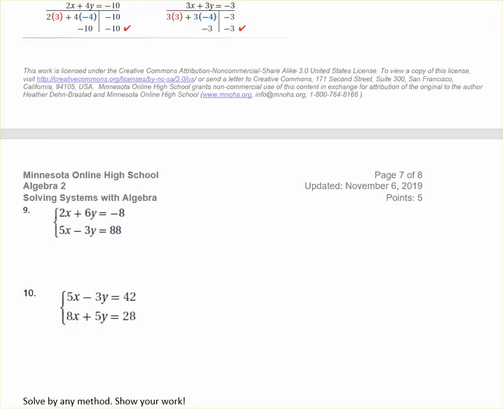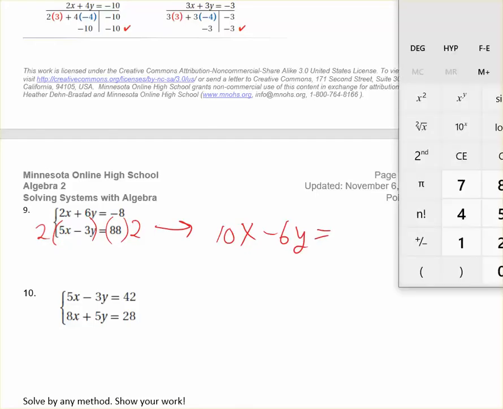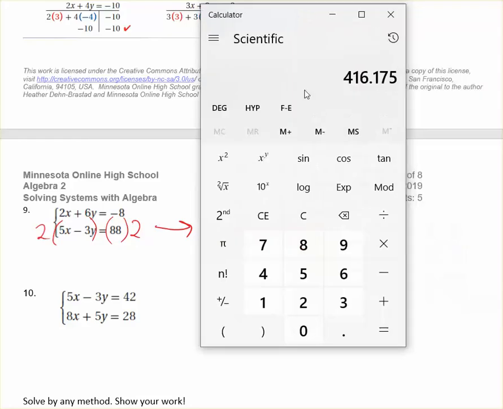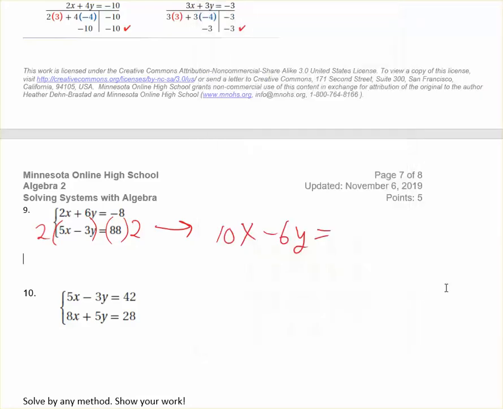So the easiest way to do number 9 would be to multiply both sides of the second equation by 2. Because if you do that, you'd have 2 times 5x is 10x, 2 times negative 3y would be minus 6y, and then 88 times 2 is 176.